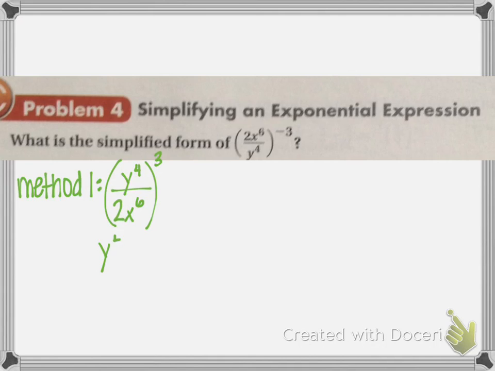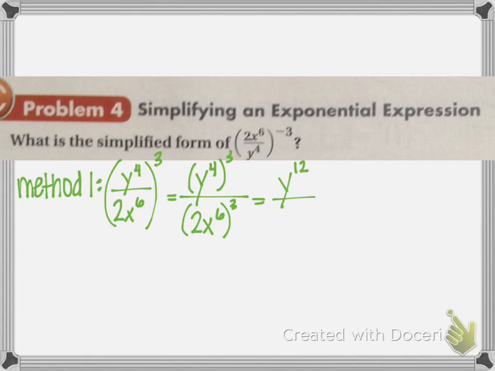Now let's do it over here. I'm going to distribute that exponent to every part of the fraction, so everything gets to the 3rd power. Up top I end up with y to the 12th. On the bottom I get 2 to the 3rd, x to the 6th to the 3rd, which is x to the 18th. So I have y to the 12th over 2 to the 3rd, which is 8, x to the 18th.